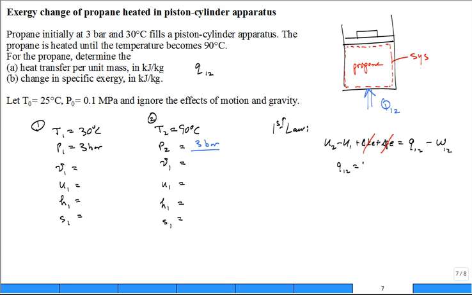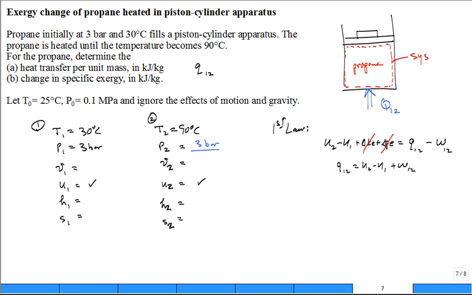So is Q1 to 2 equal to U2 minus U1? I just get the value of U. Why did I write 1s there and they need to be 2s? Sorry about that, if that was confusing to you. Do you just get U2 minus U1? No, something's missing. Plus work 1 to 2. Is the work 1 to 2 zero?